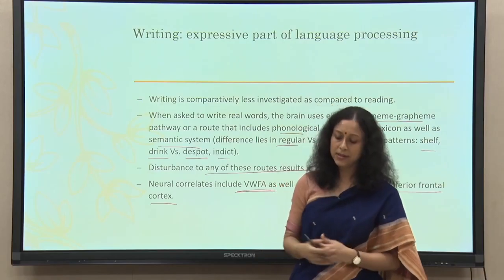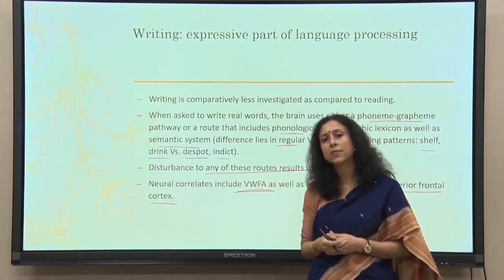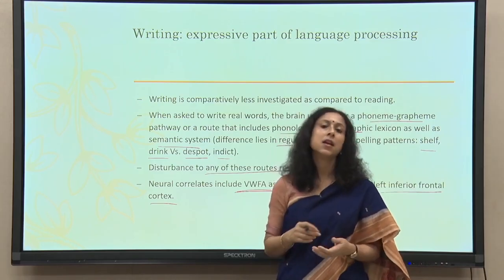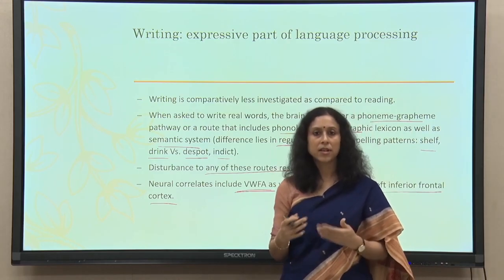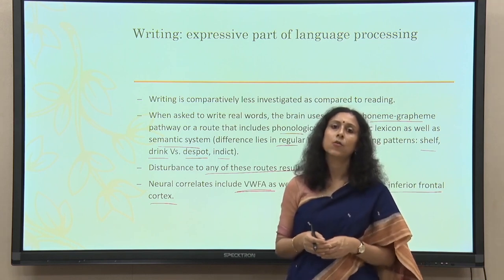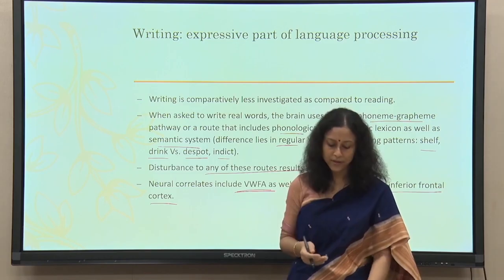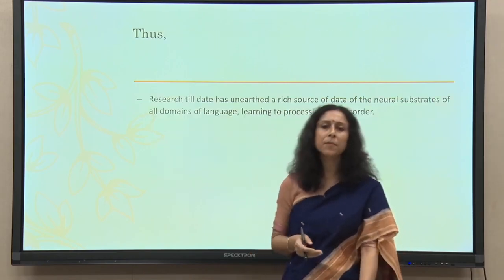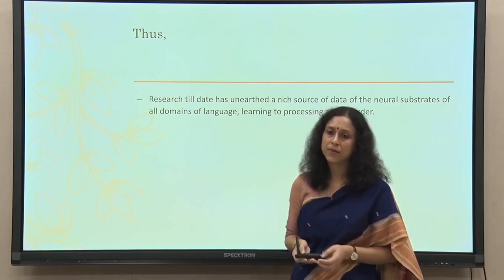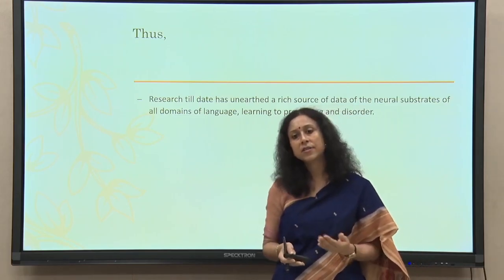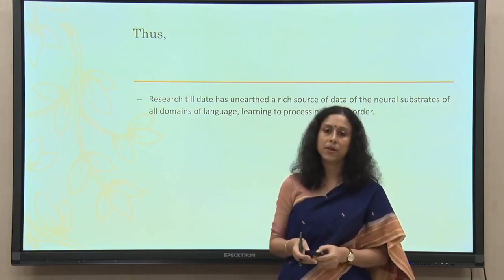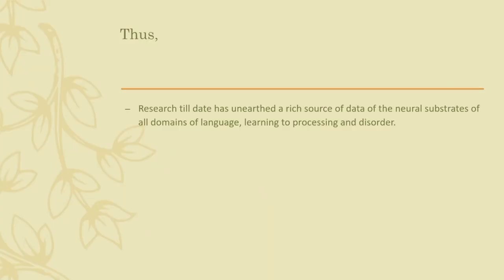So, with this brief overview of the various kinds of language functions, we have seen that both the disorders of language as well as normal language functions, in speaking and listening, that is speech production and speech perception, as well as reading and writing, all have their own neural underpinnings, neural substrates that are responsible. That puts firmly in place the idea that all types of language functions, whether in the domain of learning, processing or disorder, take us back to the neural substrates. There is a very close connection between language and the human brain.